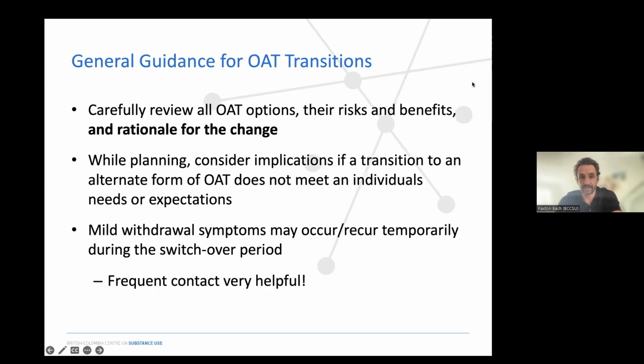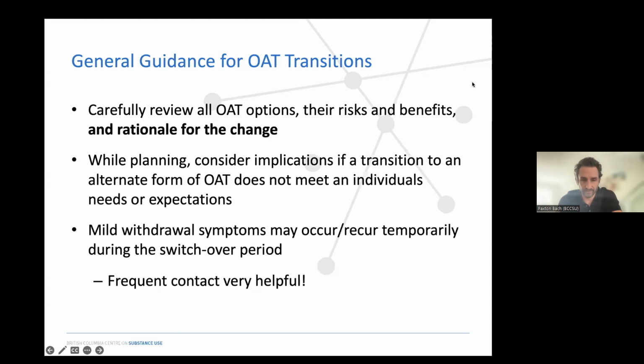When you are planning an actual transition, it's important to consider the implications of what happens if that transition doesn't go well, if the new form of OAT that you're moving to does not end up meeting their needs or expectations. By this, I'm getting at somebody who's, let's say, on 200 milligrams of methadone and doing reasonably well. They're stable, they're abstinent, but perhaps they feel tired, perhaps they're having some sweating, or perhaps they're just tired of methadone and want to explore other options.